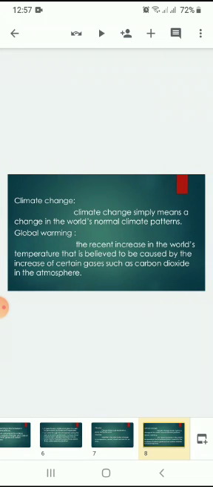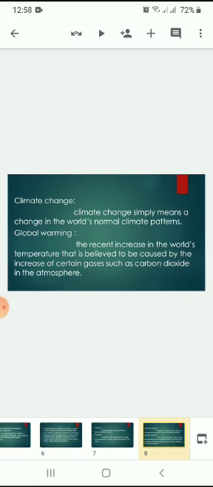Climate change. Climate change simply means a change in the world's normal climate patterns. The climate could get colder, wetter, or warmer. For example, this happens naturally over a very long period of time, like hundreds of years. However, scientists think that humans are causing climate change to happen much more quickly than normal.